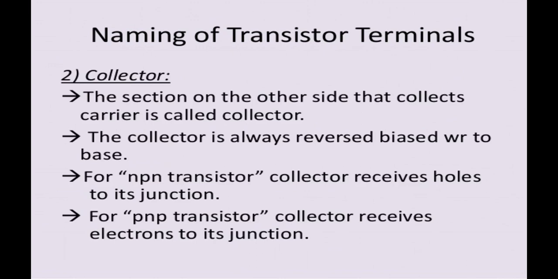Okay, and same concept in PNP transistor. What is the function of collector? It collects the electrons from its junction. Which junction? Emitter and base junction. It collects electrons in NPN, and in PNP it collects the holes, or it receives the holes. This is known as collector.